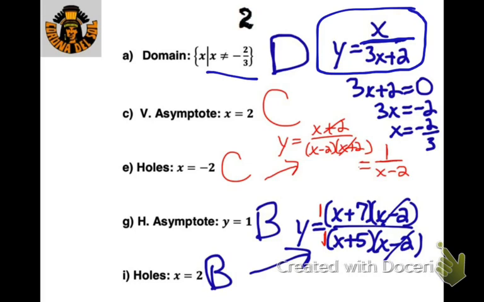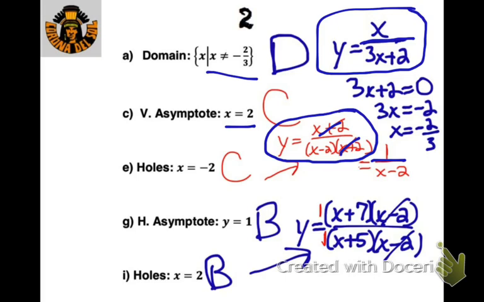Vertical asymptote, x equals 2, that's function c, because when you have this form here and you cancel out the x plus 2's, you can tell that there's still an x minus 2 left over on the bottom. And so 2 is the thing that will cause division by 0, so that gives you a vertical asymptote at x equals 2. The holes are always achieved by factors that are canceled out, and you can see that the x plus 2 is canceled out, so that means there's a hole at x equals negative 2.